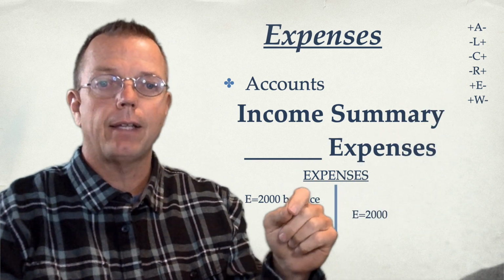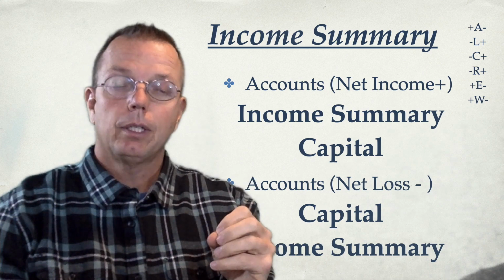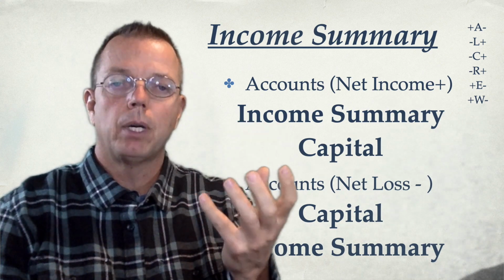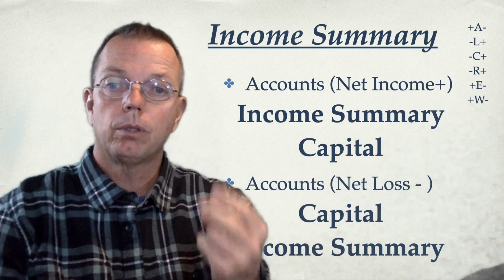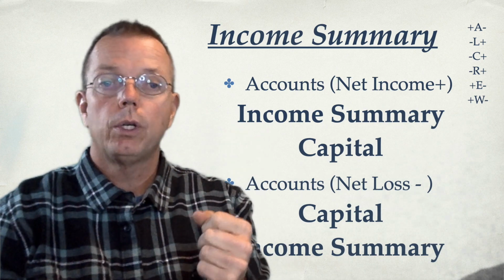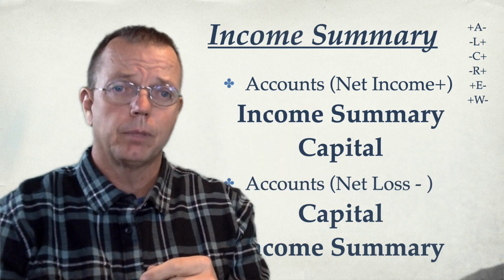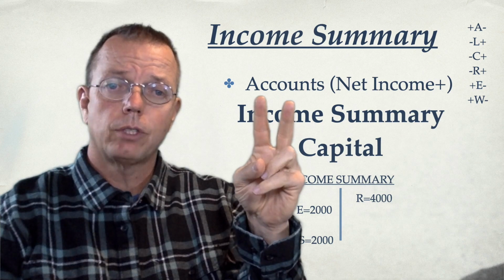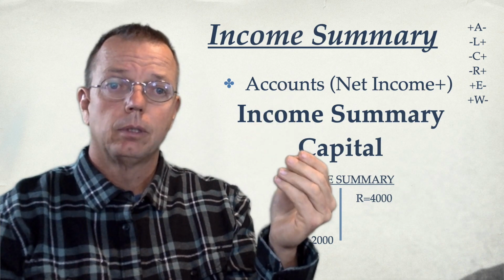So let's look at income summary. Income summary is exactly that. When you think about income, it's how much money you've made or how much money you lost. So when you're looking at income summary, you're looking at two possibilities. You can either look at a net income or a net loss. Let's first look at net income. When you're looking at net income summary, there are two accounts that are affected: your income summary and capital.